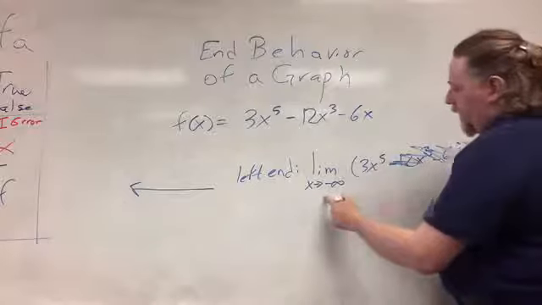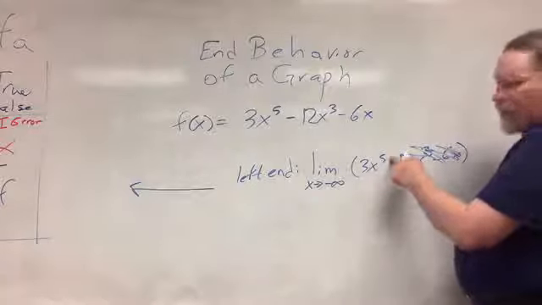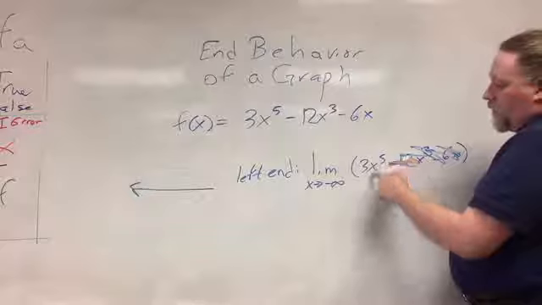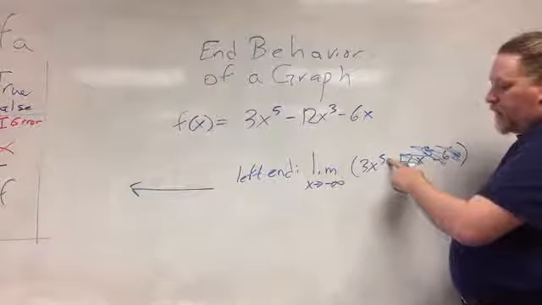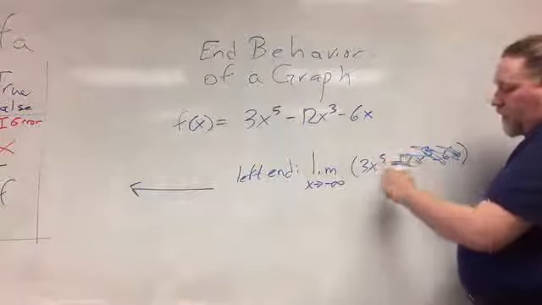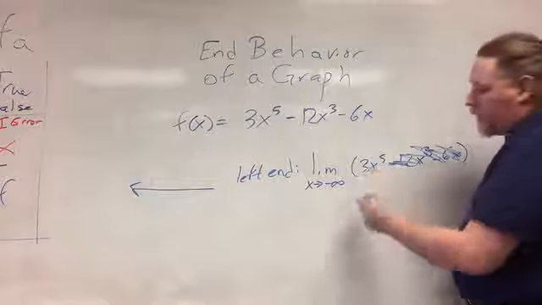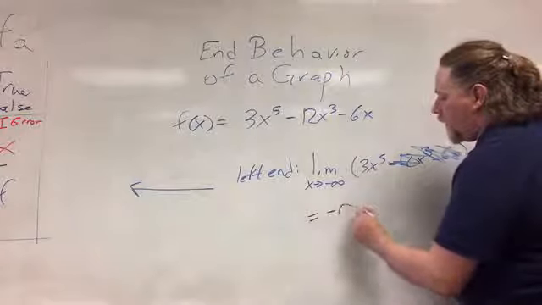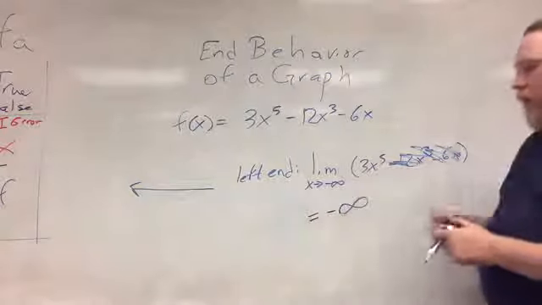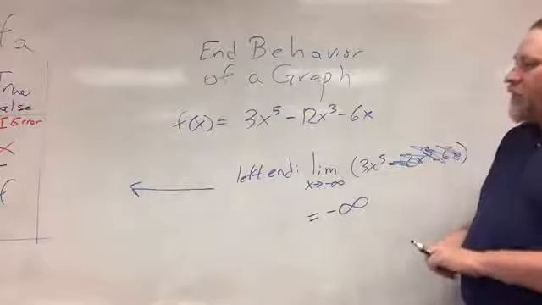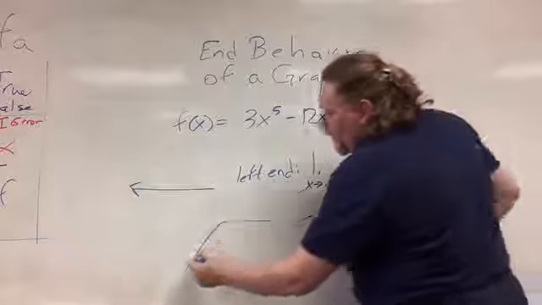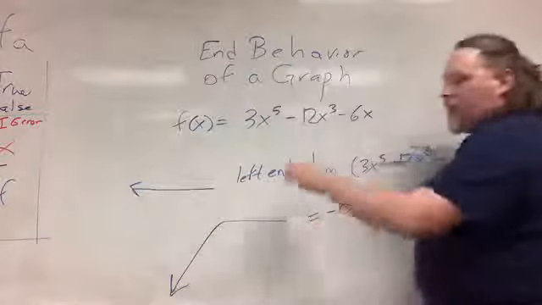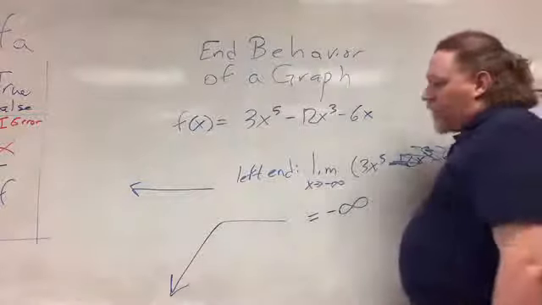So that gives me the limit as x goes towards negative infinity of 3x to the 5th. So that would be negative infinity to the 5th power. Now, a negative to an odd power is always negative. So I've got a really huge negative number times 3, a really huge negative number. So our limit here is negative infinity. So what's that telling me about this graph? That's telling me if I draw this graph, as I go off to the left, this graph heads downward, and it keeps heading downward forever.